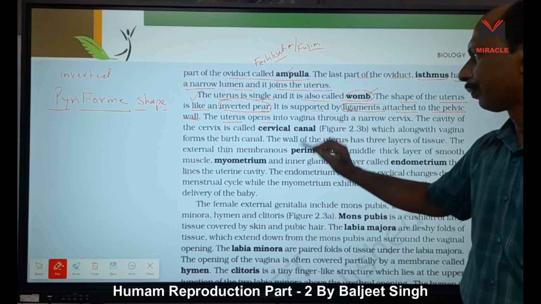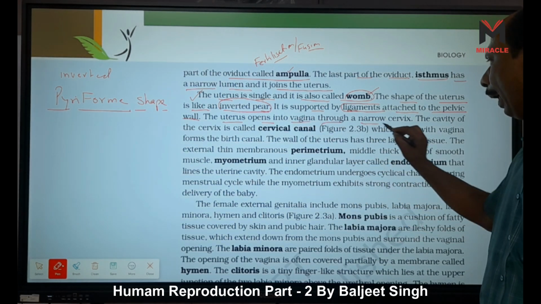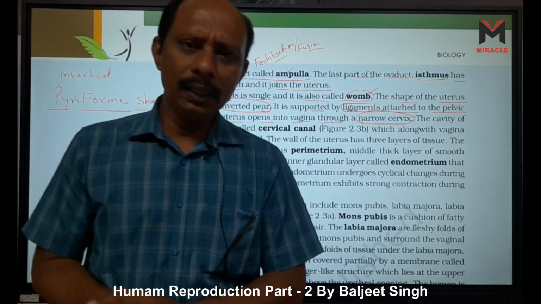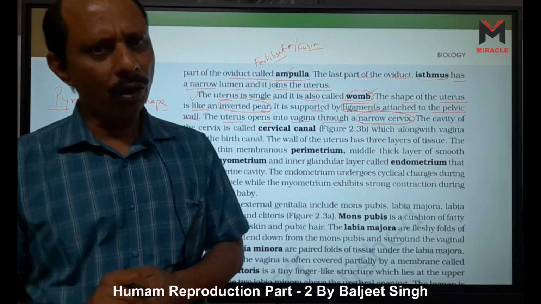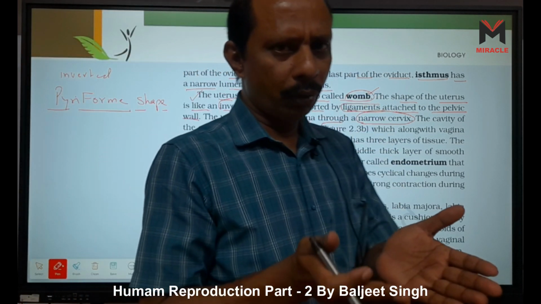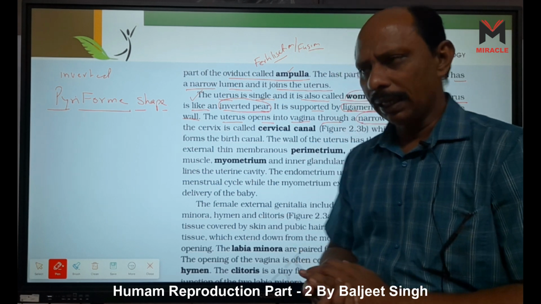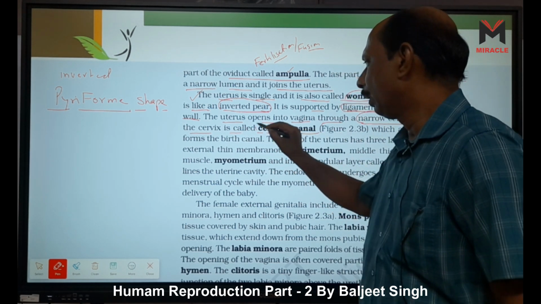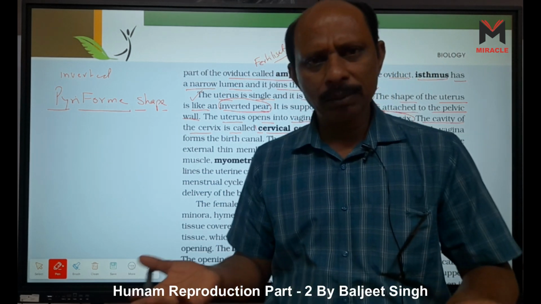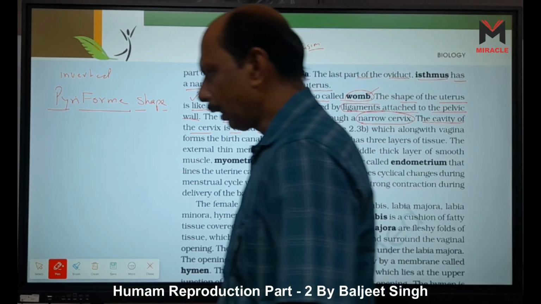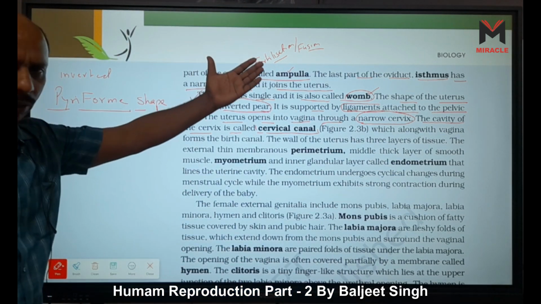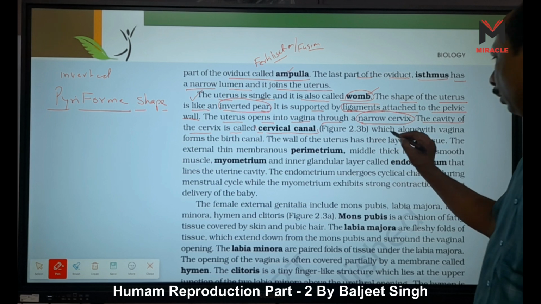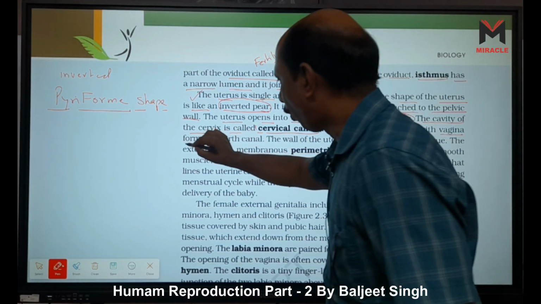The uterus opens into the vagina through a narrow cervix. The broader part of the uterus is called the body or fundic region, right? And the narrower part toward the vagina is called the cervix, right? The cavity of the cervix is called the cervical canal. The narrower cavity present in the cervix is called the cervical canal, right? When I show you the figure, I will explain the parts of the cervix, okay? Which along with the vagina forms the birth canal.